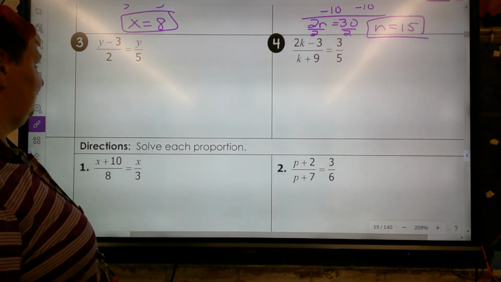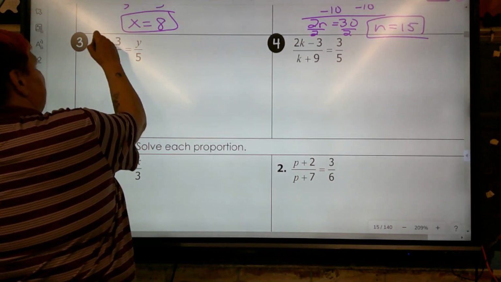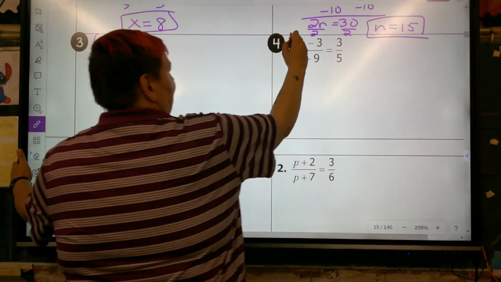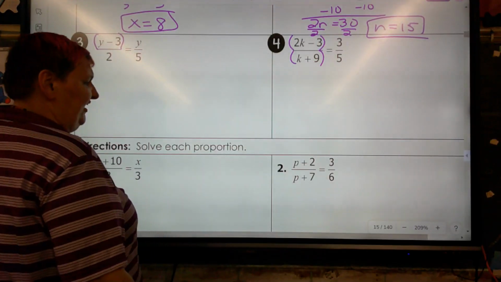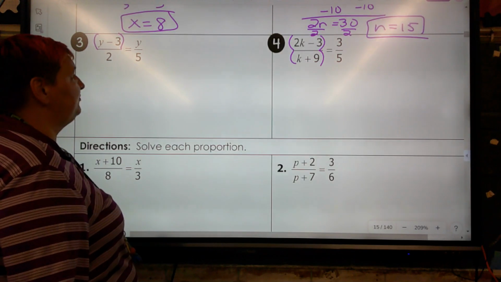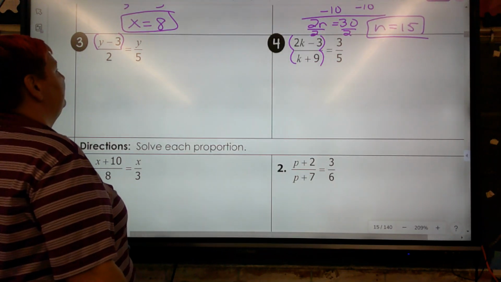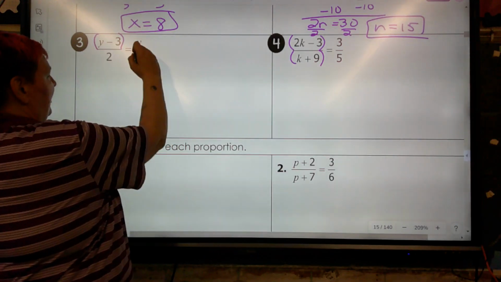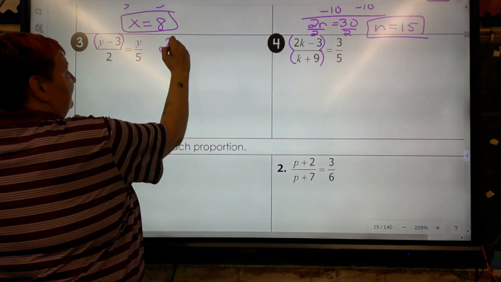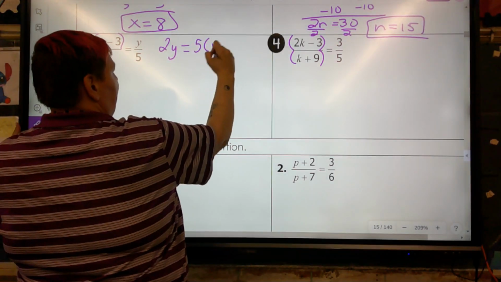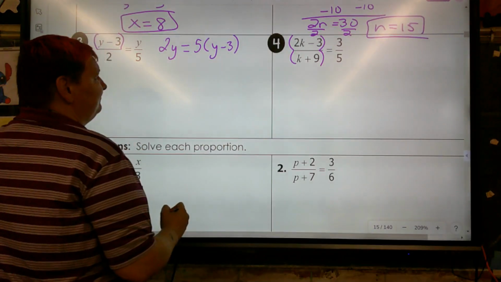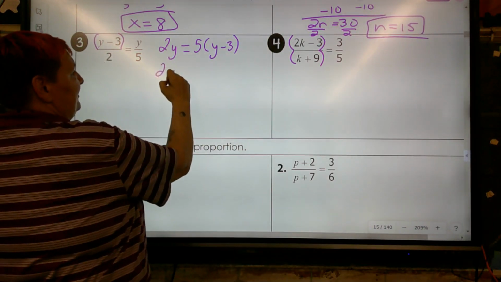All right, so anywhere you see multiple terms above or below, in the numerator or the denominator, go ahead and write your invisible parentheses. Make them visible. Then cross multiply: 2y is equal to 5 times the group y minus 3. Distribute if necessary.